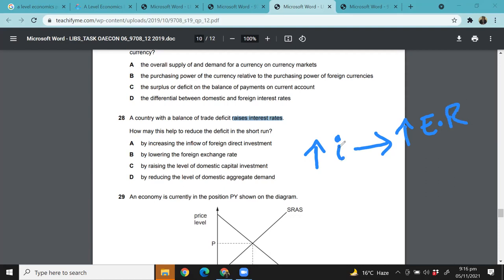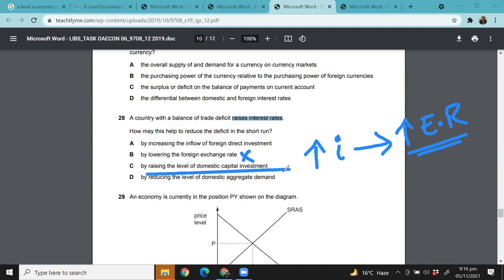So think about this. When interest rates are higher, foreign investors get a better return, so they will want to invest money in your country. When they do that, they will be demanding your currency. When they demand your currency, the exchange rate will appreciate and it will not depreciate. So this statement is not even correct, right?